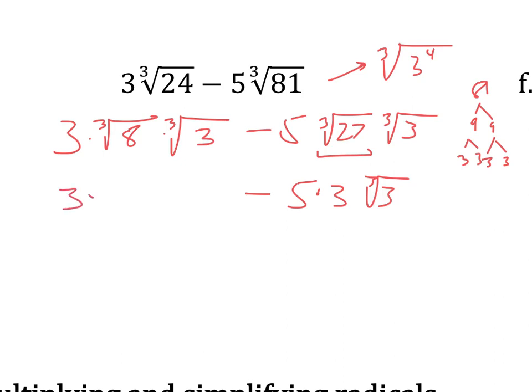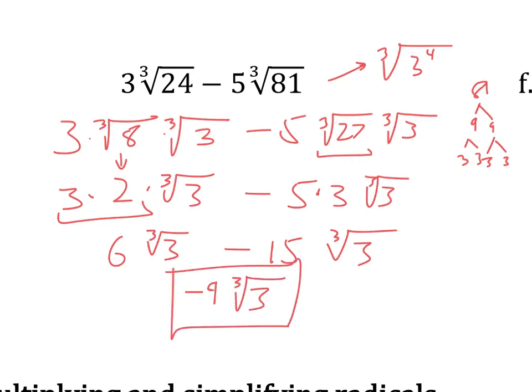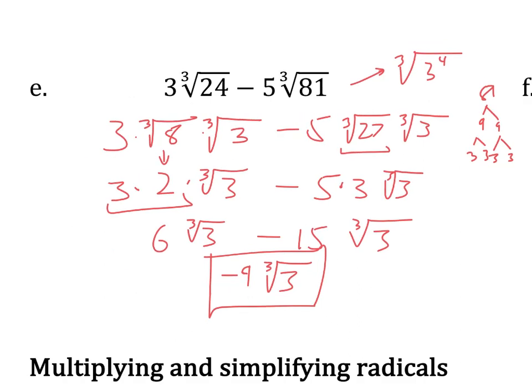This is 3 times 2. The cube root of 8 is 2 times the cube root of 3, which we don't know. That gives us 6 cube roots of 3 minus 15 cube roots of 3. And 6 minus 15 is negative 9 cube roots of 3. That's it. So cube roots are going to behave the same there. All these expressions are equal.